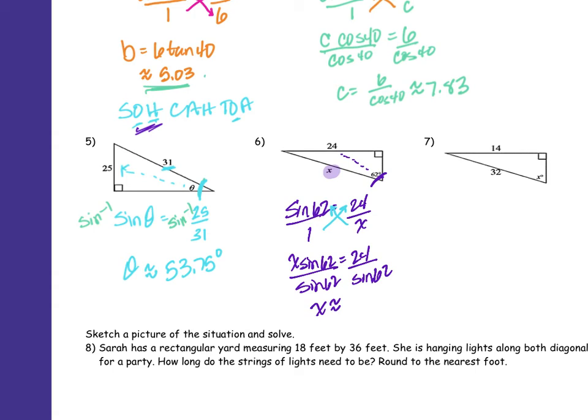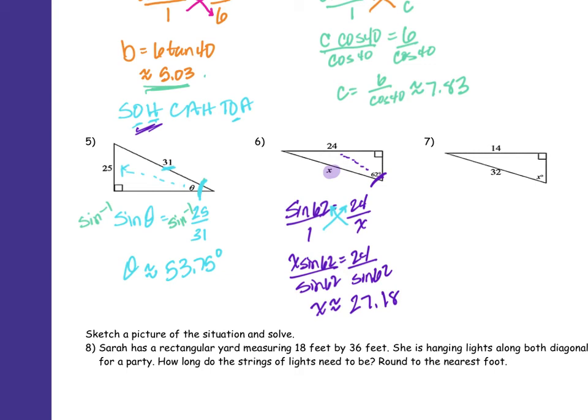24 divided by sine of 62. Oops, sorry, I got a little crazy there. Let's try that again. 24 divided by sine of 62. Okay, there we go. So it's approximately equal to 27.12. Oh, I don't think it's 1.2. I think it's 1.8. There we go.